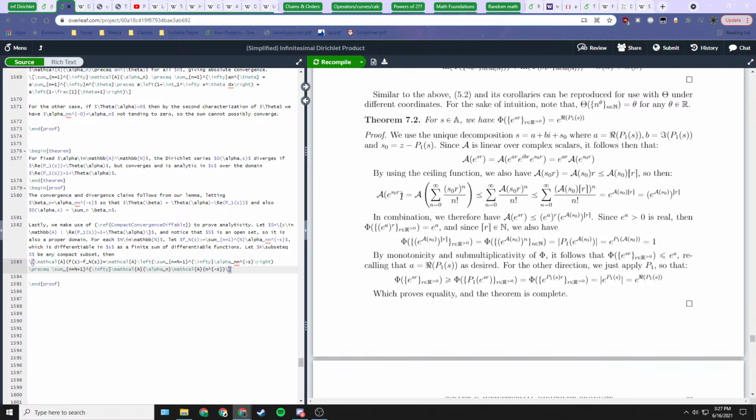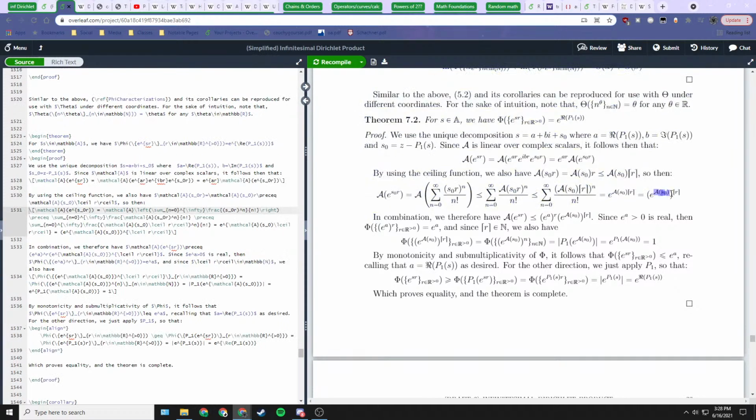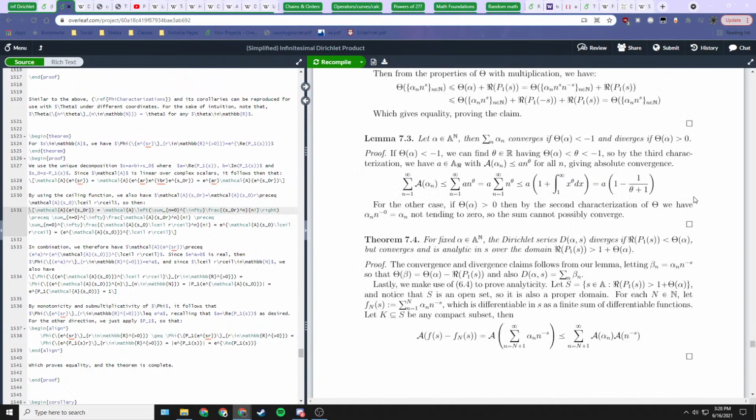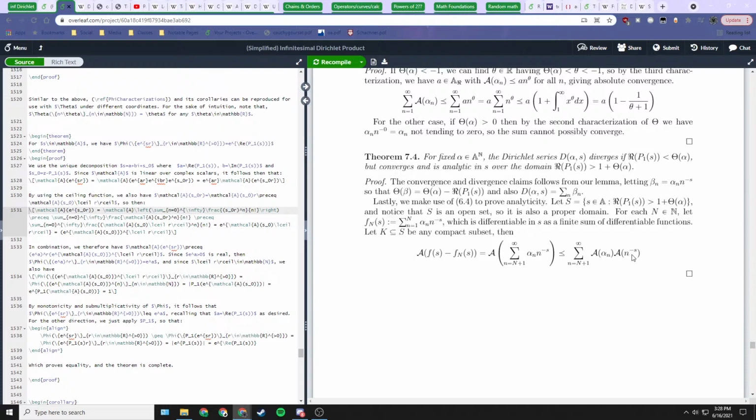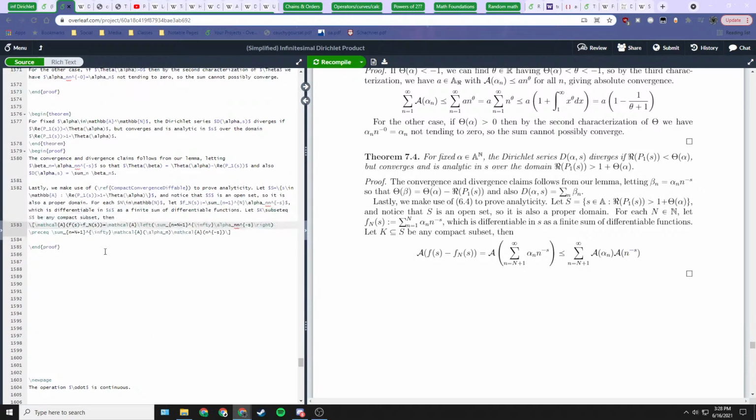A of e power s0 times n would be bounded by e of a s0 power n. That's actually, we don't even need to do that. Actually, yes, we do. This is useful. This would let us do a of s0 with n. So I think we would need to do n power minus s.